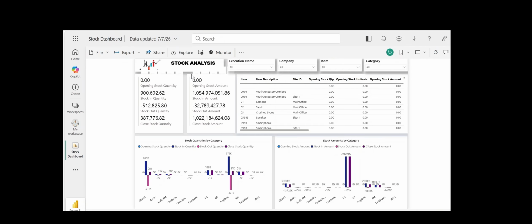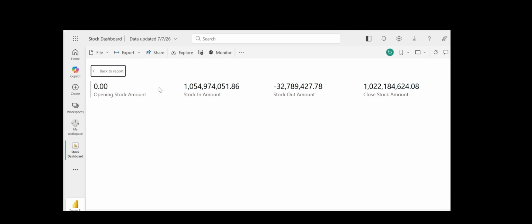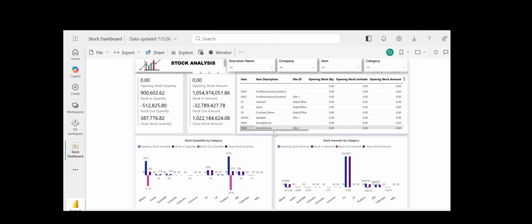Next to these are the inventory valuation KPIs. These display opening stock amount, stock in amount, stock out amount, closing stock amount. Together, these financial indicators help organizations monitor inventory value, validate stock transactions, and reconcile inventory balances with financial records.